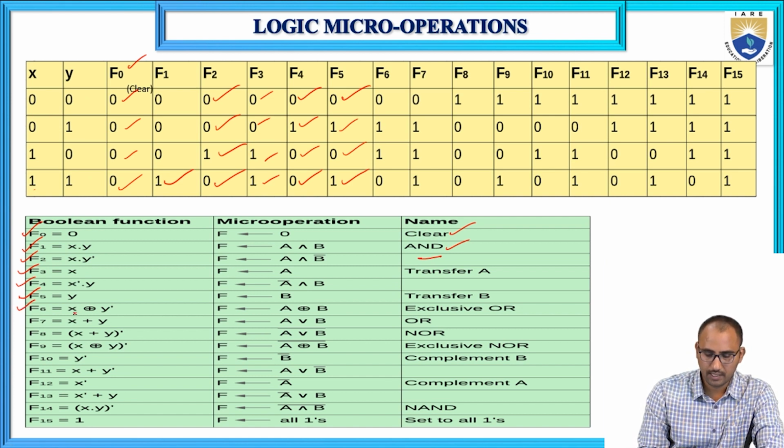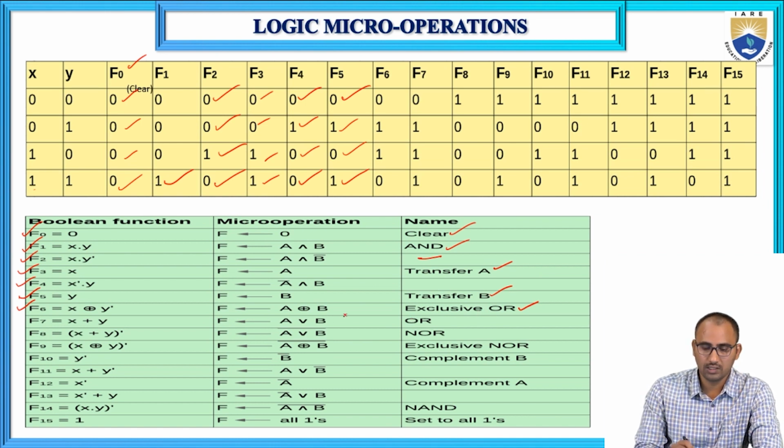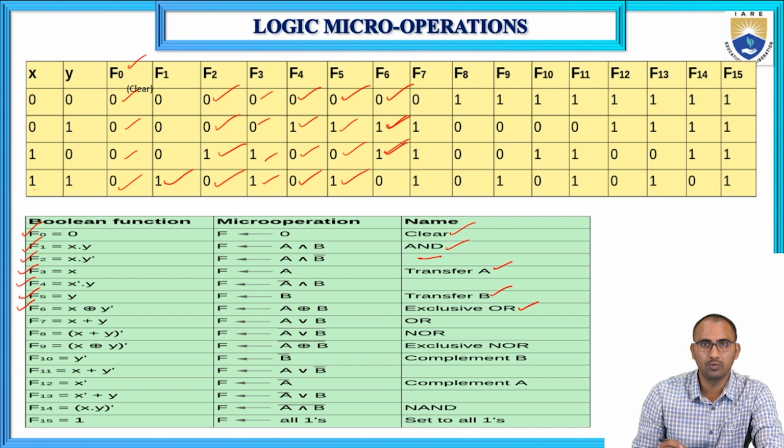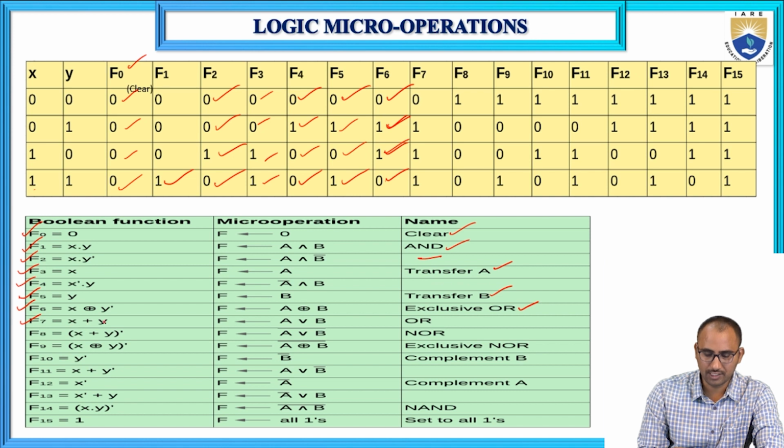What is F6? X exclusive OR y. That means we are performing exclusive OR operation between the inputs. What is the XOR operation of 0, 0? You will get 0. Exclusive OR of 0, 1 is 1; 1, 0 is 1. So if different inputs are there, you will get logic 1. If same inputs are there, the output is 0. That is F6.